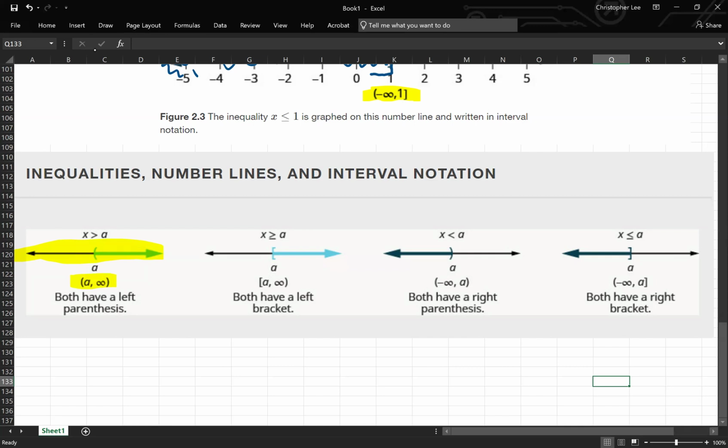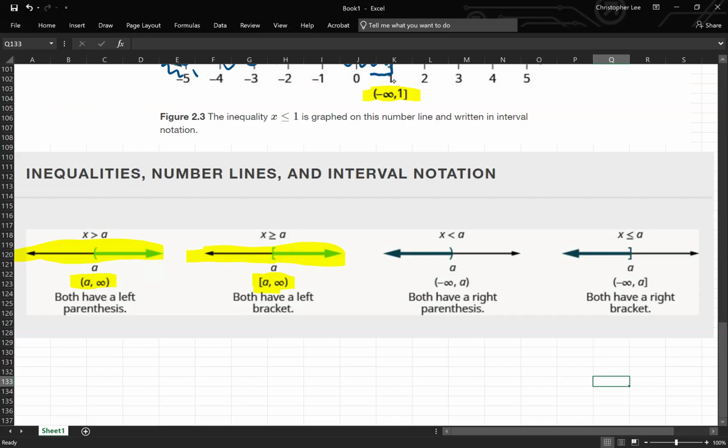The next one says x is greater than or equal to a. So now that we're greater than or equal to a, we're going to have a square bracket around a. So it's going to be square bracket a, comma, infinity, and all the numbers to the right. Right here, square bracket around a, all the numbers to the right. Let's do the reverse now.